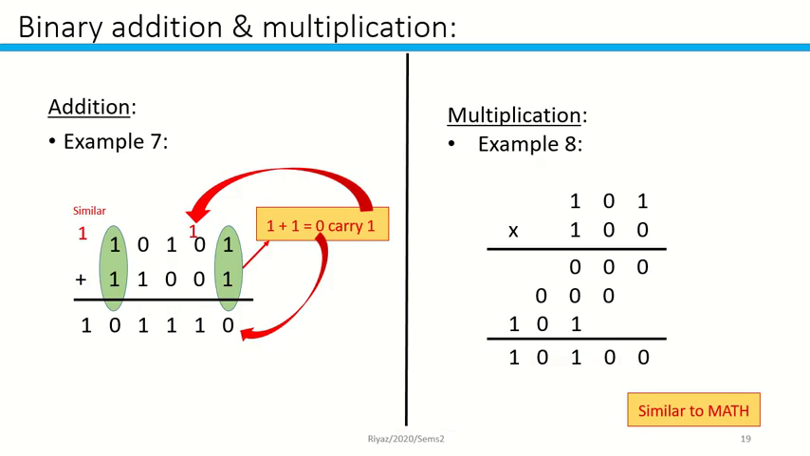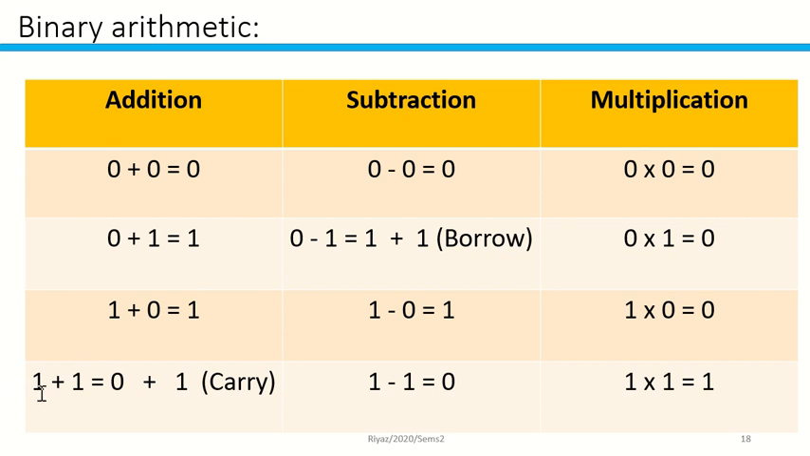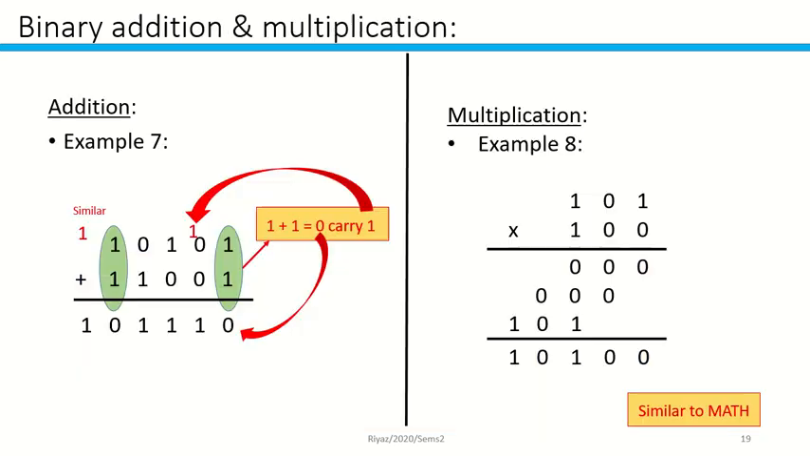Binary addition and multiplication. So how you add two binary numbers. 1 plus 1. If you see over the chart over here, 1 plus 1, it should be 0, carry forward 1. And this one, you add up over here, you're going to have 1 over here. 1 plus 0 is 1. 0 plus 1 is 1. 1 plus 1, 0, carry forward 1. That's why you end up 1, 0, 1, 1, 1, 0.